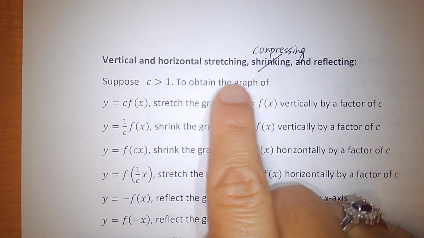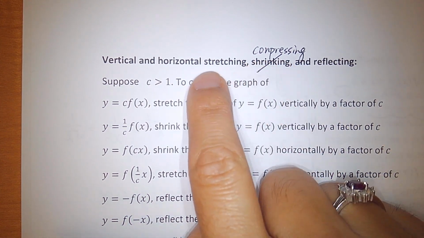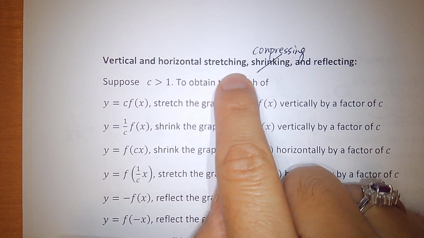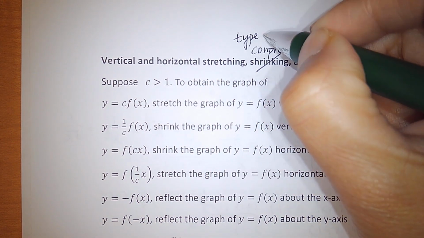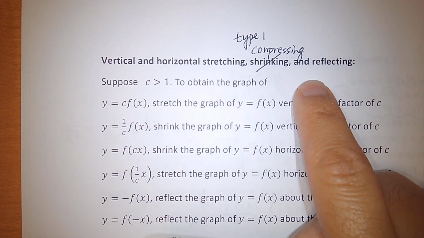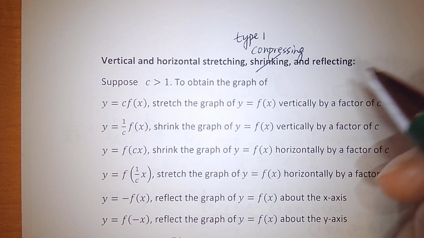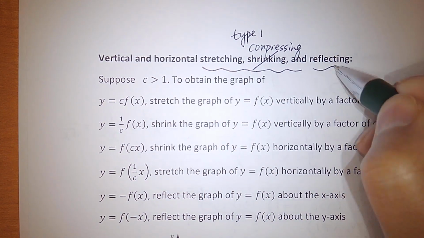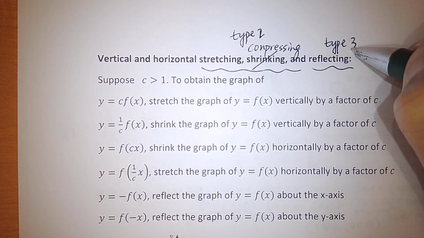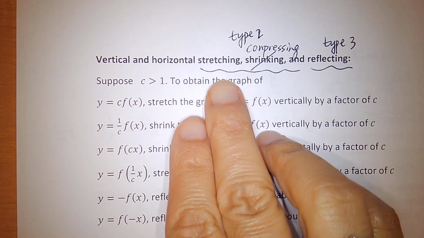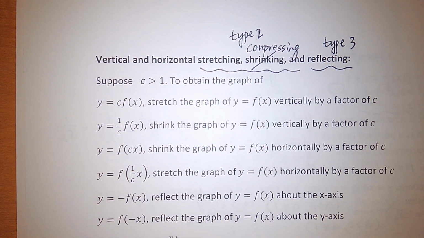Well, compression, right? Stretching and compressing. This is a type 2 transformation. How about the third type, guys? Reflections. Yeah, this is type 2, sorry, and then type 3. I assume you have already learned this before, so I'll just go over these three types and then we start to work on questions.